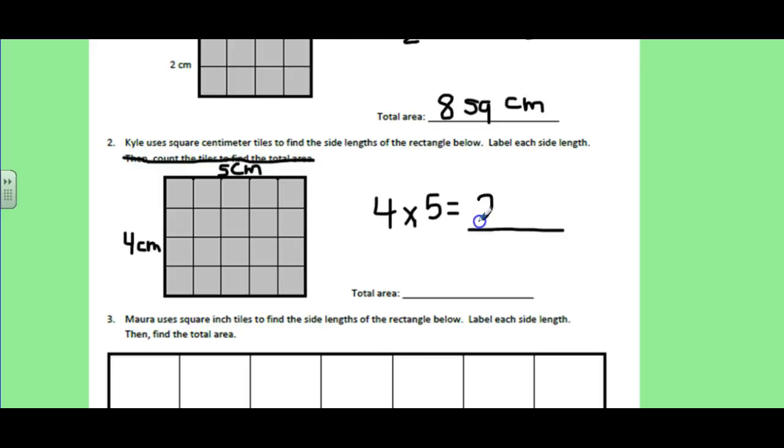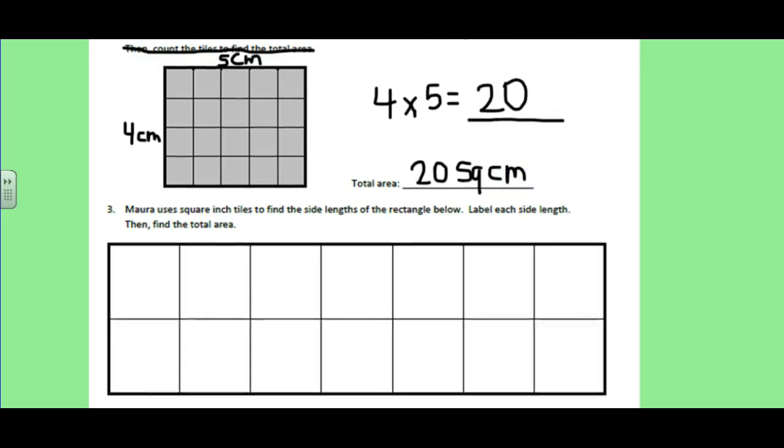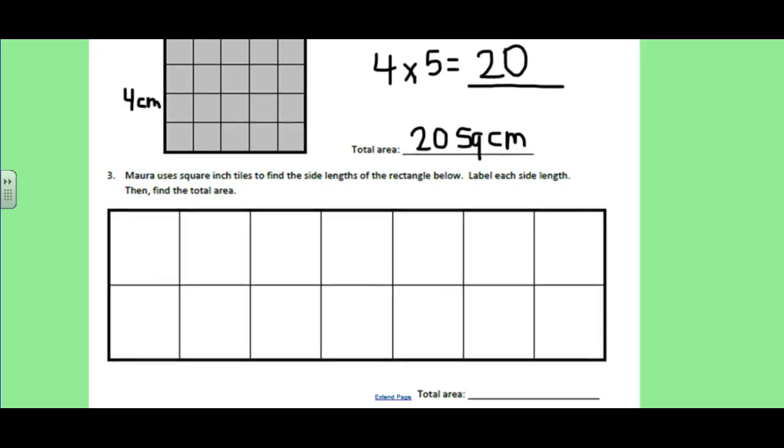Okay, so 4 times 5 is 20, so that tells us that the total area of this rectangle is 20 square centimeters. I hope that you put the square centimeters down on your paper. Okay, now moving on to number 3. This one, she used square inch pieces to find the side lengths of the rectangle below. It says label each side length and then find the total area.